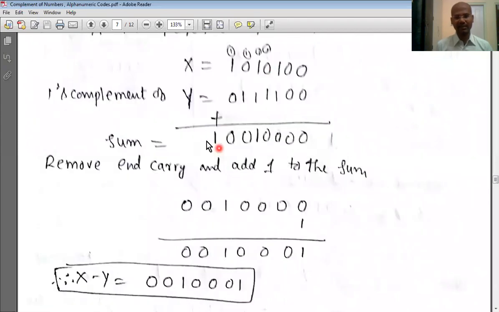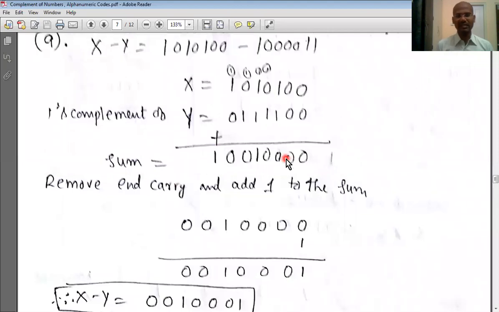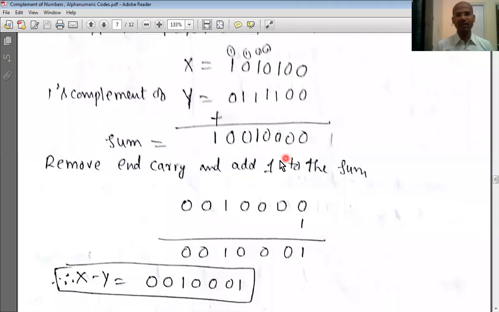This is called the end carry, or just carry. We are adding 7-digit numbers, two 7-digit numbers. We got one extra 8th bit. That 8th bit is called the end carry. That end carry signifies the result is positive, meaning the x minus y result is positive. And how do you get the result? By ignoring the end carry, just considering the actual sum. Now remove the end carry.